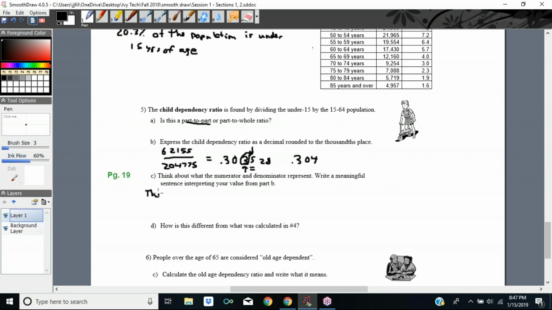So there are 0.304 children, that's an L, for every 15 to 64-year-old to support.